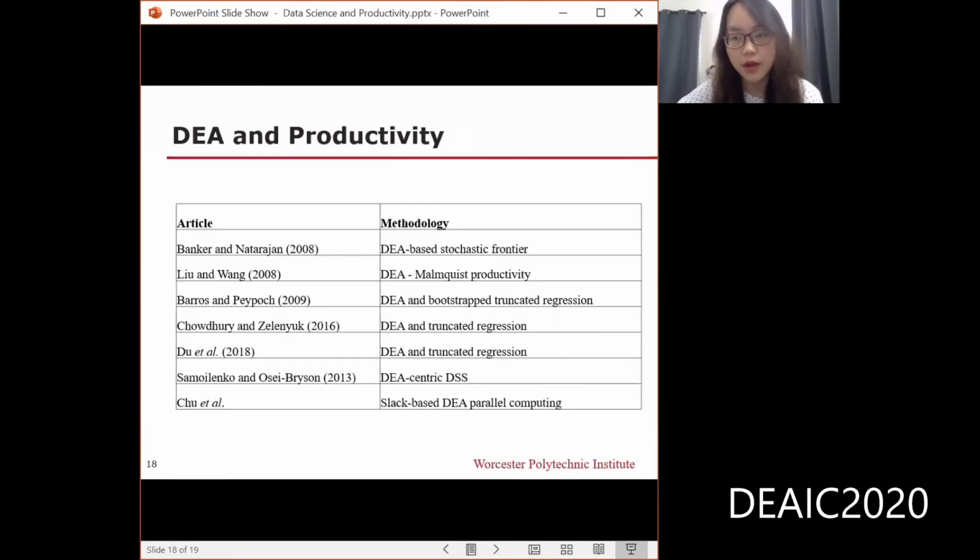Similarly, Du et al., 2018, also proposed an algorithm combining DEA and truncated regression, and the algorithm was applied to measure the productivity in the banking sector. Samoylenko and O.C. Bryson, 2013, proposed a DEA-centric DSS for performance evaluations of productivity-driven organizations. Chu et al., 2018, formulated a slack-based DEA model for environmental efficiency evaluation involving big data. Further, the computation time of this model was reduced with the aid of a parallel computing design.